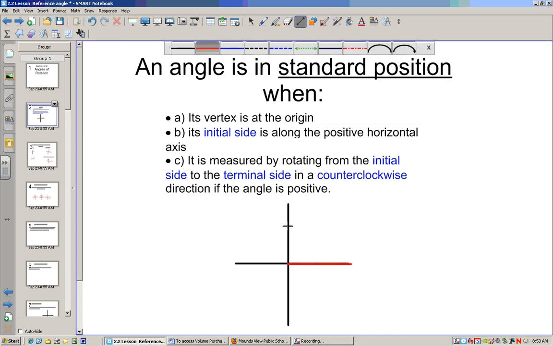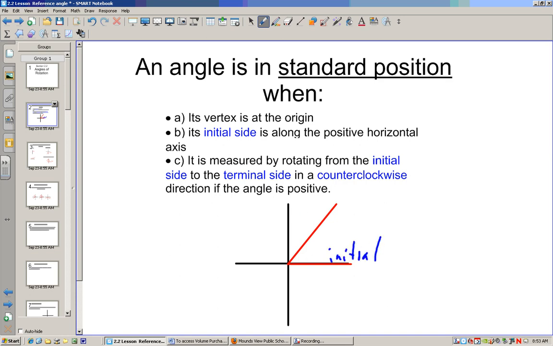Then it is measured by rotating the initial side, this side, to a terminal side in a counterclockwise direction if it's positive. So if I moved it here, that would be, say, 30, 40 degrees. And that would be 90, about 135, 180, and it keeps going around and around, 270, 315, and so on as we go around the circle. So this is called the initial side, and this is called the terminal side.